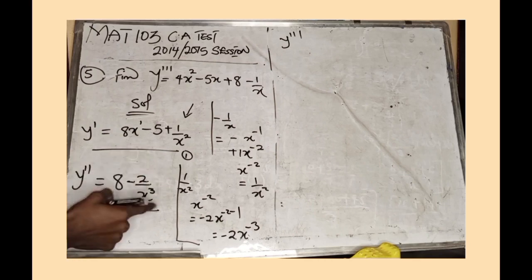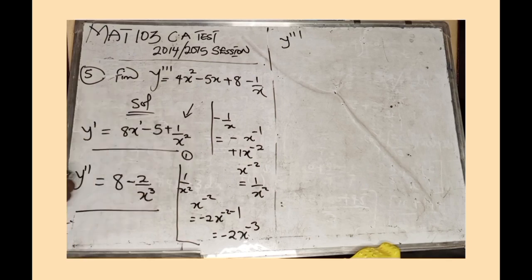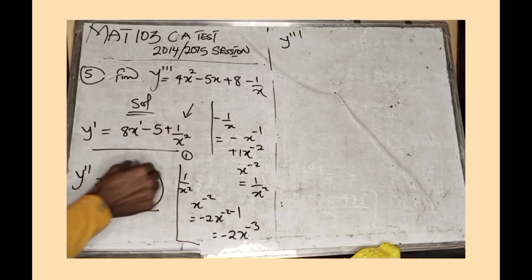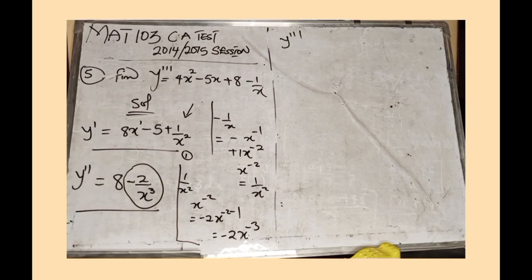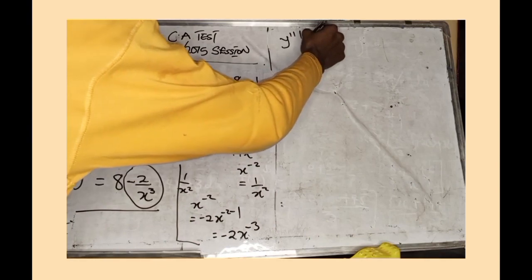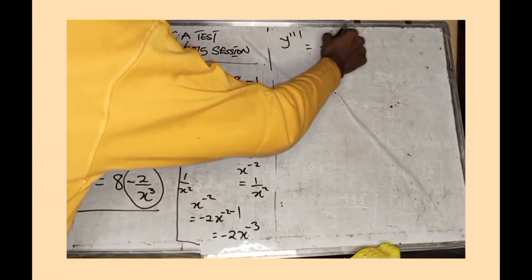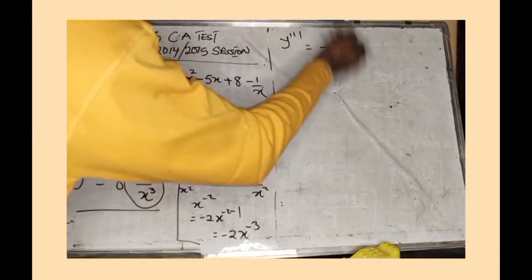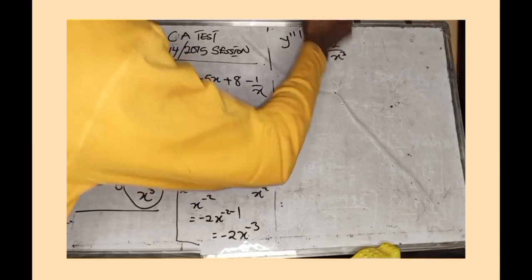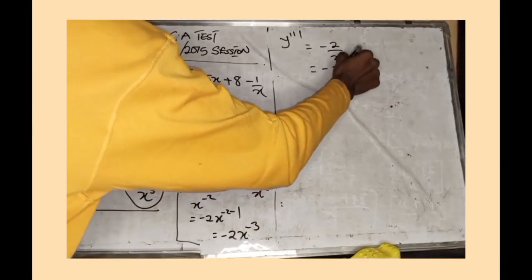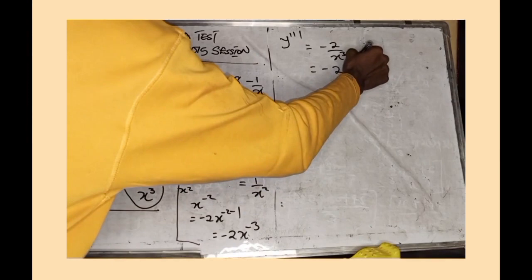Taking it separately, this 8 here does not contain x, so it is wiped off. So I just need to differentiate this very guy here, which is minus 2 over x cubed. We need to differentiate this guy, which can still be written, as earlier, minus 2x power minus 3.